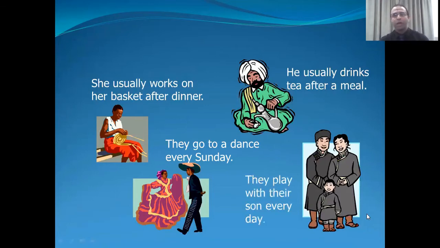The last one here, this man and his wife play with their child. They play with their son every day. It expresses a habit of the man and his wife to play with their son every day. So when I want to express or to describe a habit of me, of anyone, I use the present simple tense.